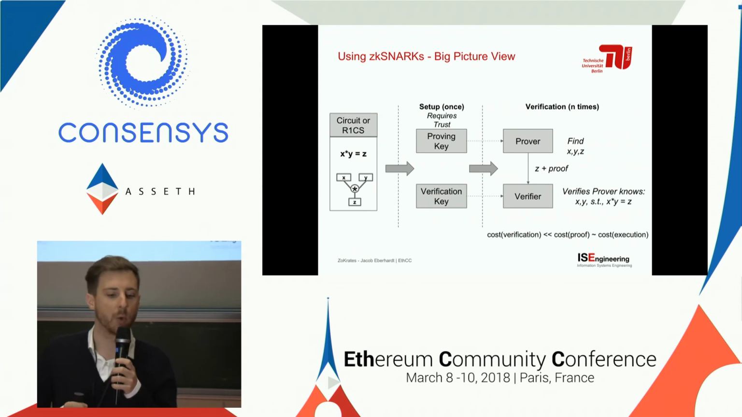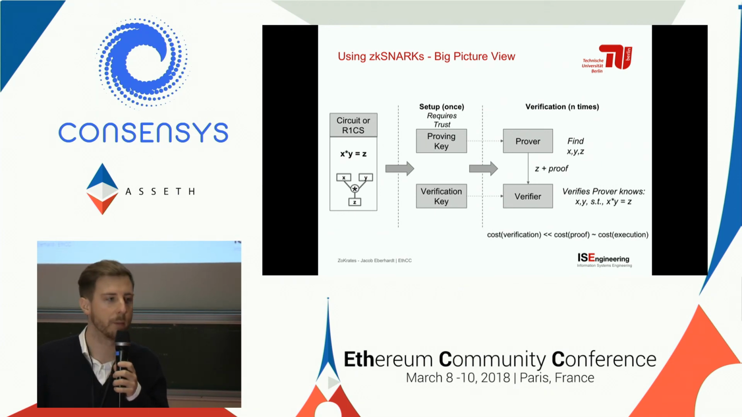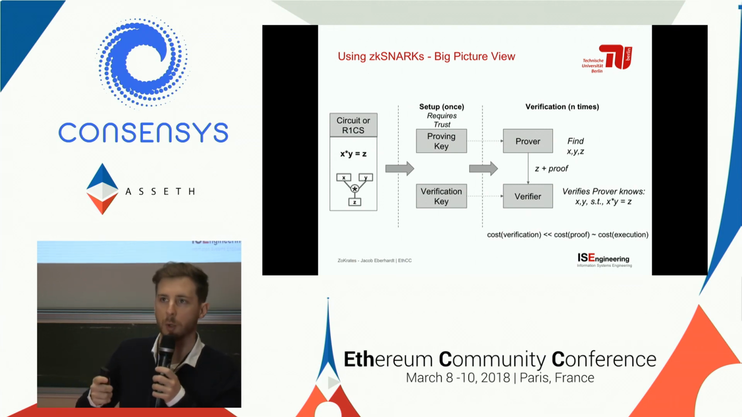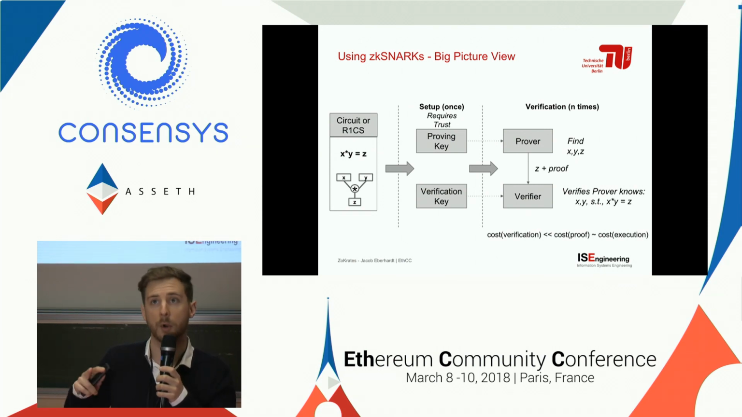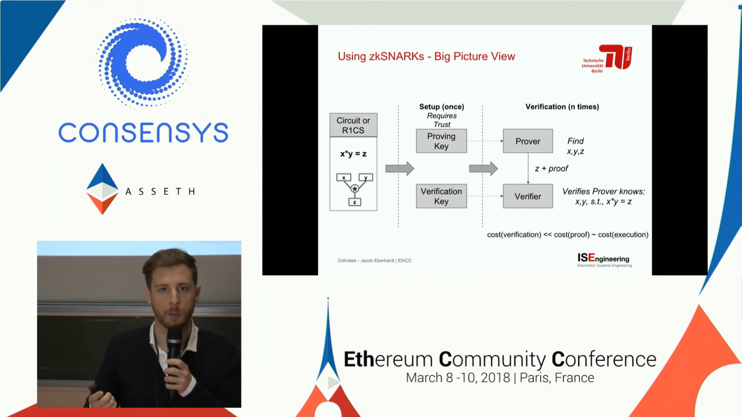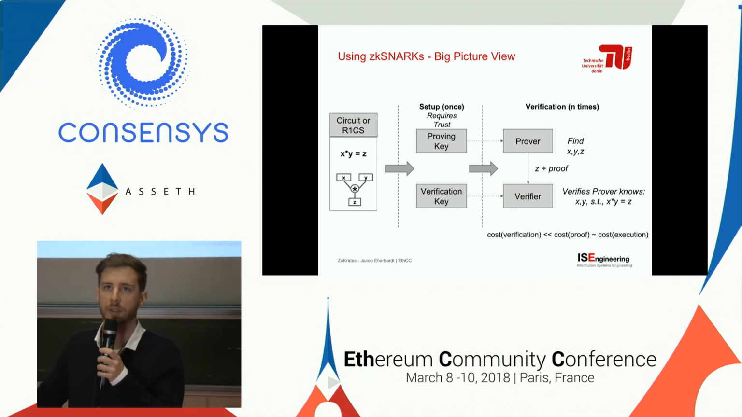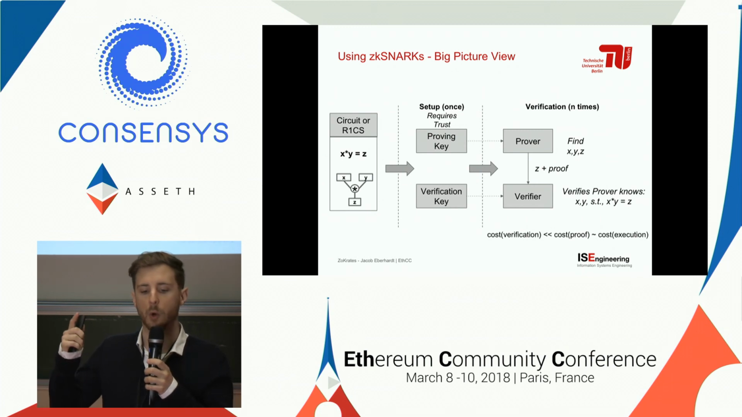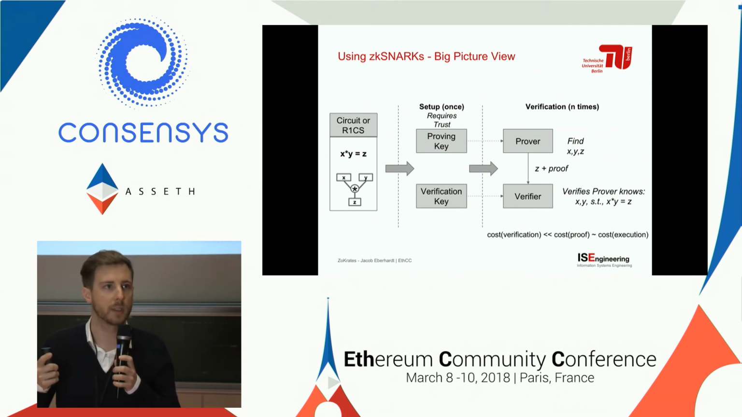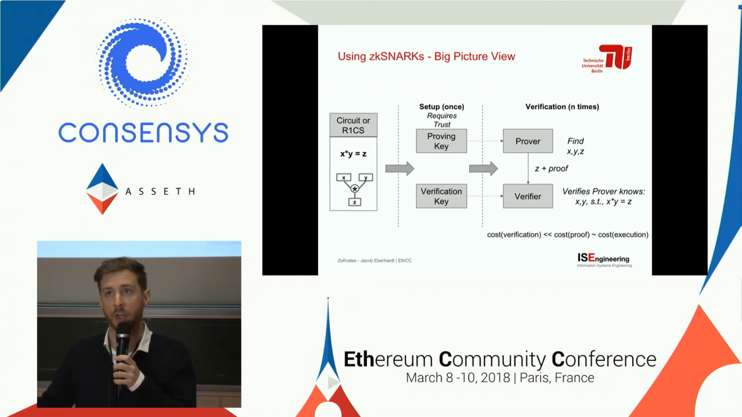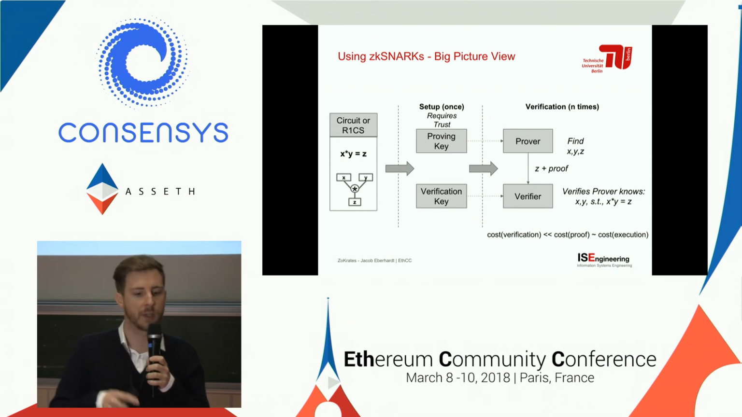On the left side, we have a circuit or rank 1 constraint system that encodes the computation. In that case, we have an example where we multiply two numbers and say it equals the third number. Very simple. First, we need to do a setup, and that's the pain point, which is not solved yet, but there are ways to deal with it. So we do a trusted setup once. We have to trust the participant who does it, or move to a multi-party computation protocol if we do not want to trust a single entity.